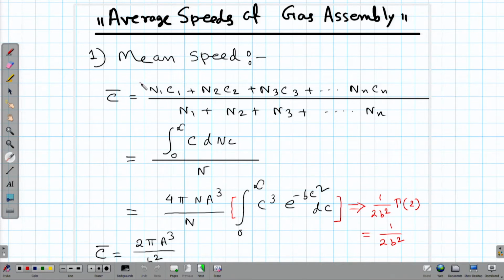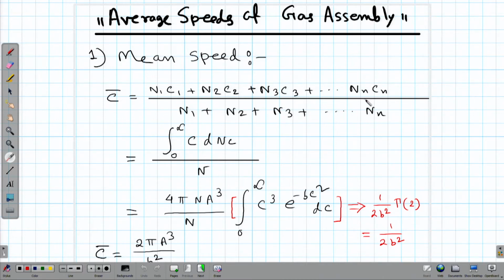The first one is the mean speed. What do you mean by mean speed? Mean speed is simply, if there are n1 number of particles moving with speed C1, n2 number of particles moving with absolute speed of C2, and so on and so forth, and small n number of particles moving with speed Cn, then the mean speed of the gas assembly is defined as n1 C1 plus n2 C2.